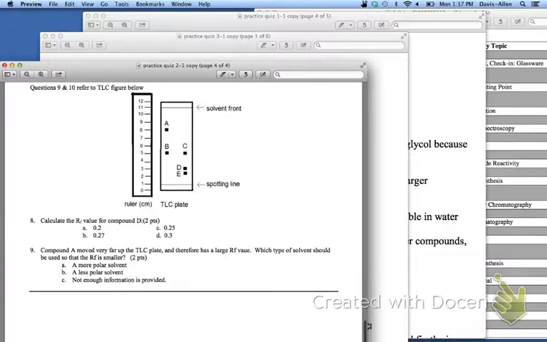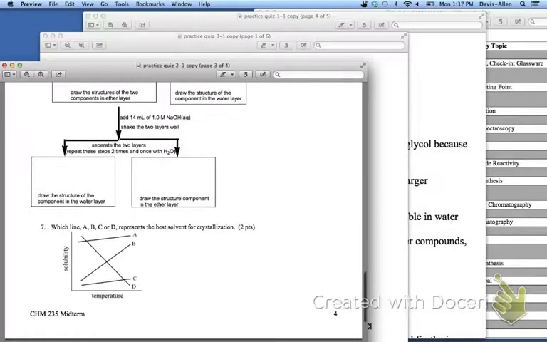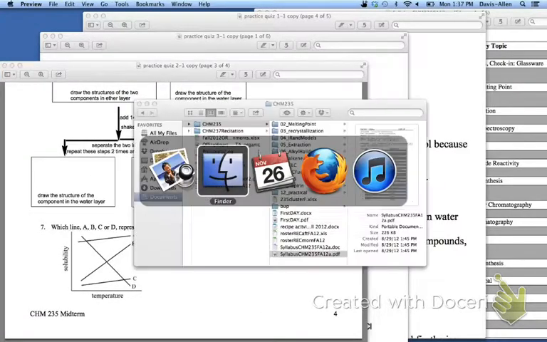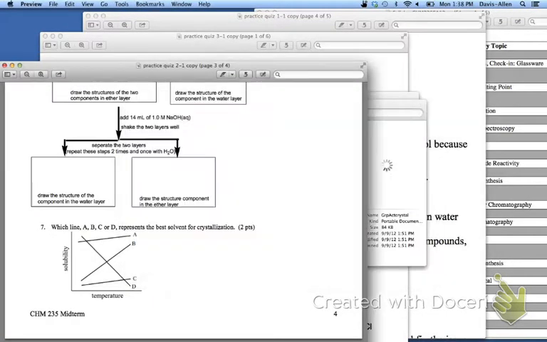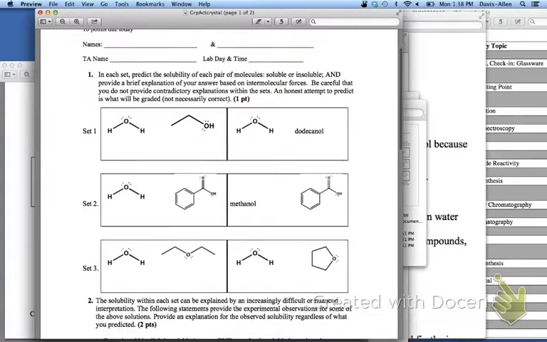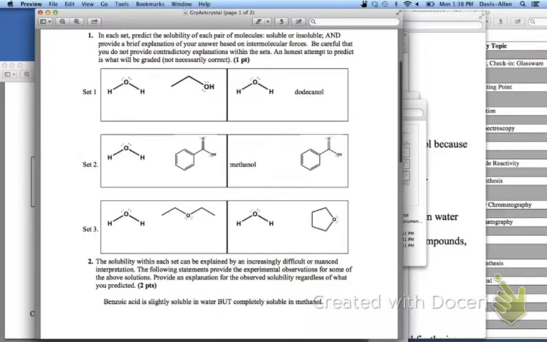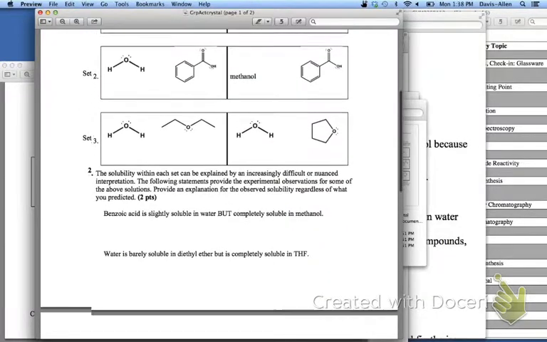Thought there were more recrystallization questions, but I don't see any. Other questions that you could see for recrystallization: you could see some solubility questions, like from the group activity, since any question I've ever asked you throughout the semester is fair game. I just wouldn't put that very high up on my ranking.